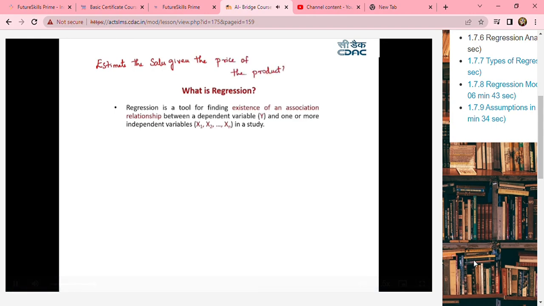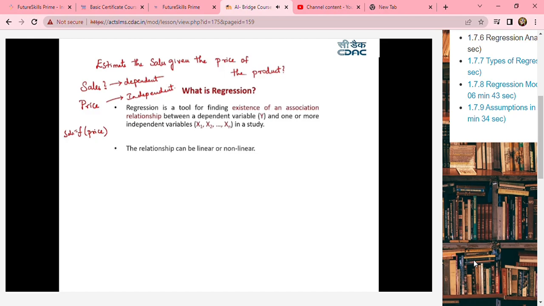If you look at this, what am I going to find here? I'm going to find what the sales would be. In order to find the sales, what is the data given to me? The price of the product has been given to me. So this sales is a dependent variable and it is dependent on price. So price is an independent variable. In regression, it gives you a function of price. So it tells you that sales is a function of price. So you are going to establish an association between the sales and the price. Right? So this is how we define the dependent and the independent variables.